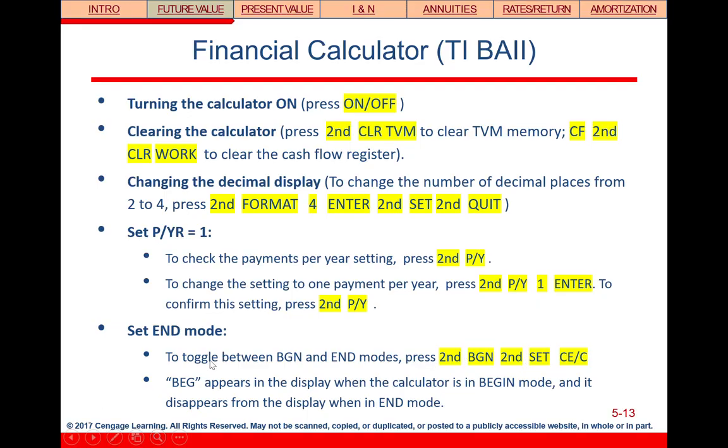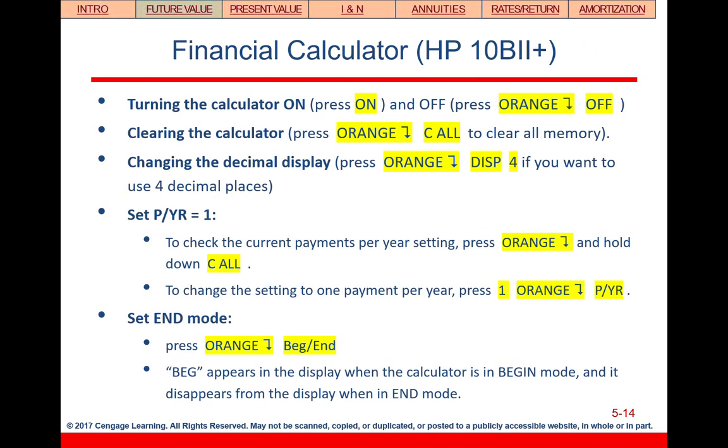To toggle between begin and end mode, you just need to press second, begin, second, set, and then clear work. It should be BGN. In some other financial calculators it could be BEG, but in our Texas Instruments it should be BGN, I think. It will appear in the display if the calculator is in begin mode, and it disappears from the display if it is in end mode. So that's the way to check whether your financial calculator is in begin or end mode.